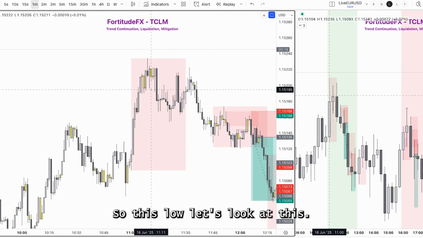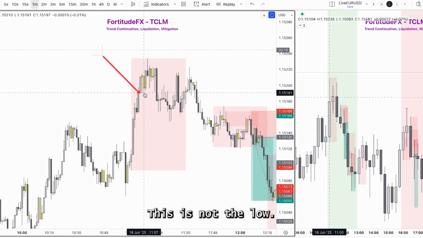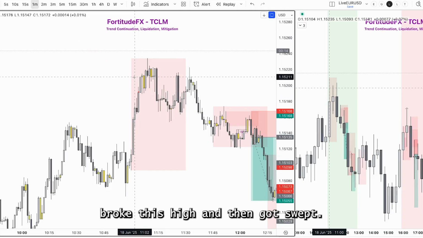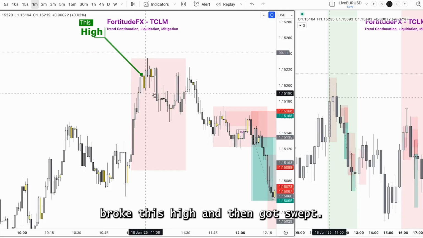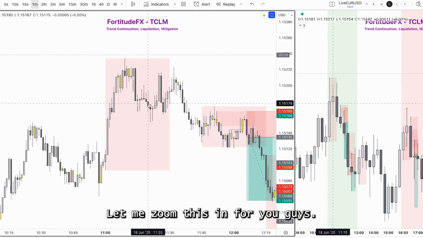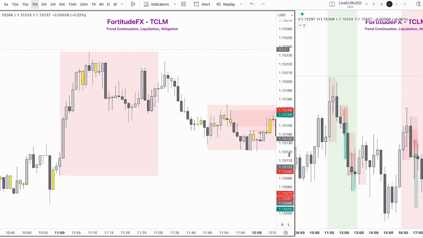Okay, so this low, let's look at this. This is not the low. This low broke this high and then got swept. Let me zoom this in for you guys.